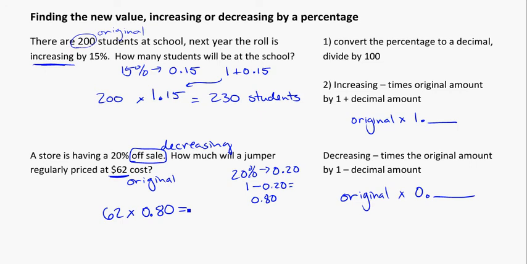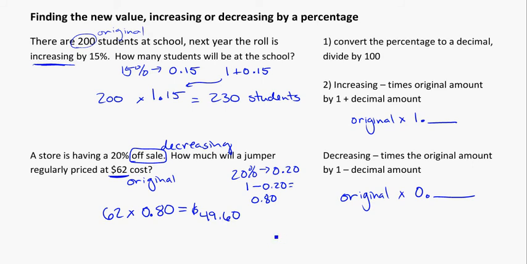And here, 62 times 0.8 gives us 49.6. But remember, we're talking about money here, so make that have 2 decimal points and a dollar sign. So $49.60.